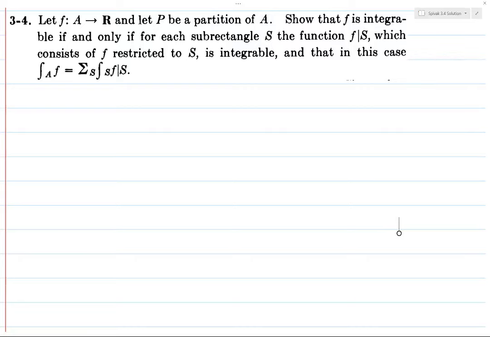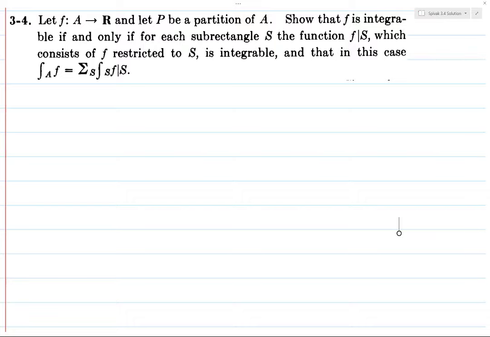Alright, so we want to prove that being able to integrate a function is equivalent to being able to integrate the function restricted to any rectangle that's part of a partition, and that integrating the function over the entire rectangle is the same as integrating the function over each element of each rectangle in the partition and summing those together. Okay, so we first want to prove the if and only if.